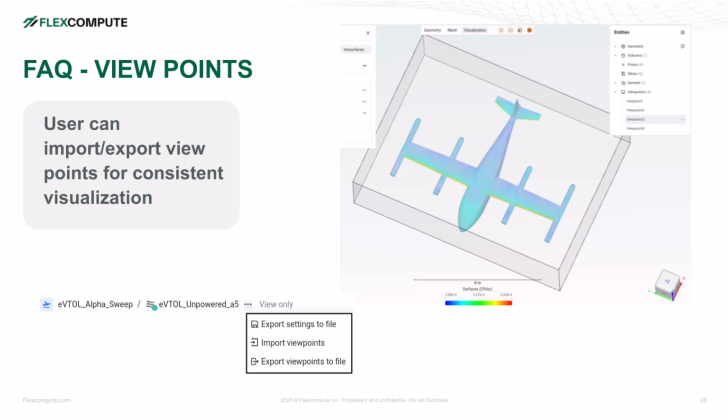The next handy feature is viewpoints. If you want to save a custom view within the web interface that you can go back to at a later time, you can do this by going to the Viewpoints entity in the Entities panel and adding a new viewpoint and assigning it a name.